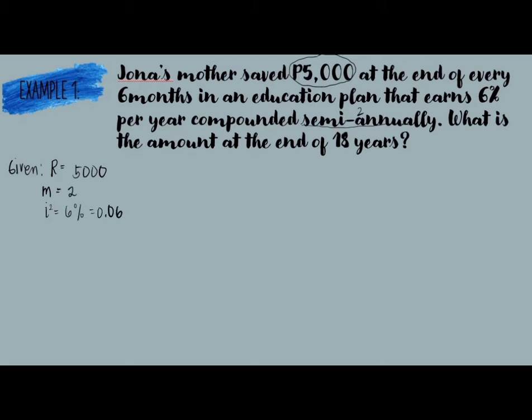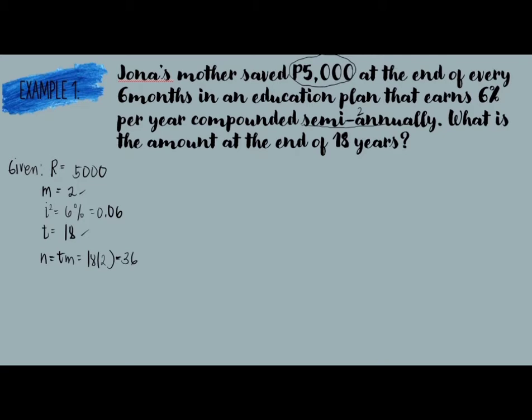And then, the time or the term is 18 years. So, 18. So here, we can compute N, the total number of conversion periods, and that is T times M. So, our T is 18. Then, our M is 2. So, 18 times 2 is 36. So, we have 36 conversion periods in 18 years.